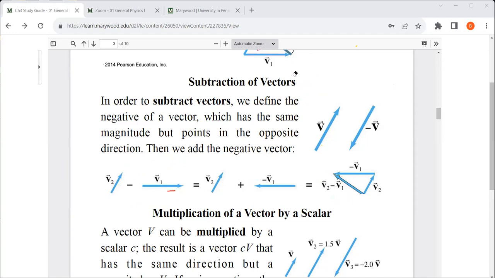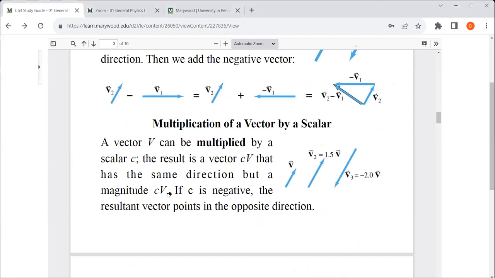The next thing is how to multiply vectors. Multiplying is easy. Here we are multiplying a vector by a scalar quantity. If I want to multiply this vector by 1.5, the length will be higher than this one. The length of this arrow is exactly equal to 1.5 times the first vector v. The direction should be the same. So when you multiply this, it will be longer and the direction is the same.